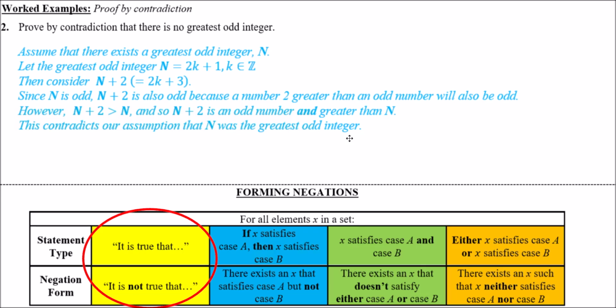Because we've got a contradiction, we've therefore proved via contradiction the original proposition. So just conclude by saying that, therefore, there exists no greatest odd integer.